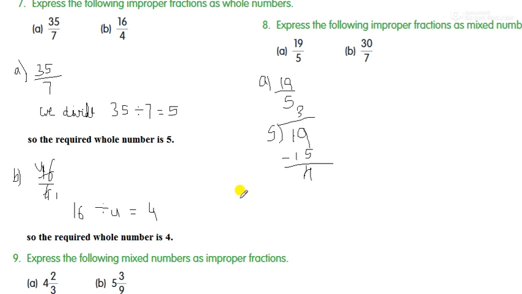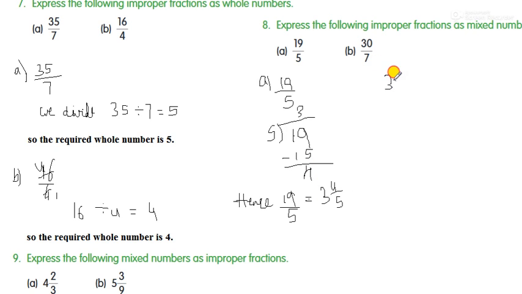So here hence 19 by 5 equals 3 and 4 by 5. So here 3 is the quotient and 4 is the remainder, 5 is the divisor. First you have to write the quotient, and whatever remainder you get is the numerator, and the divisor is the denominator. So this is the mixed number.